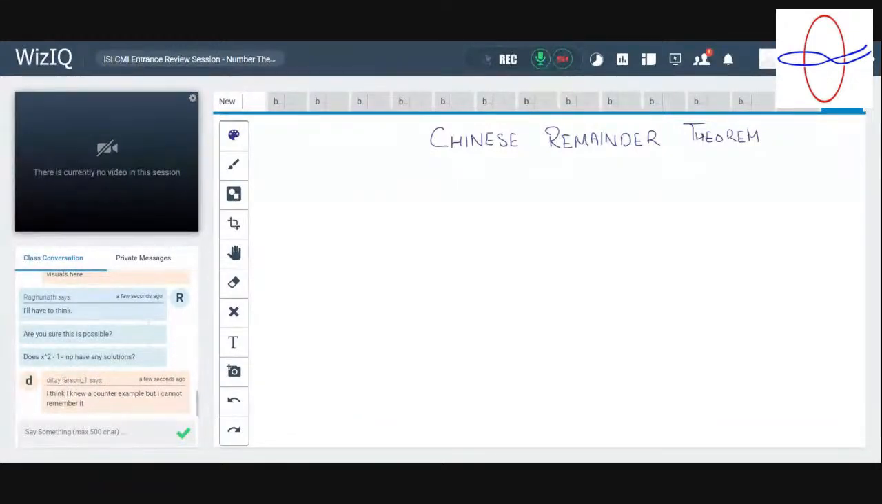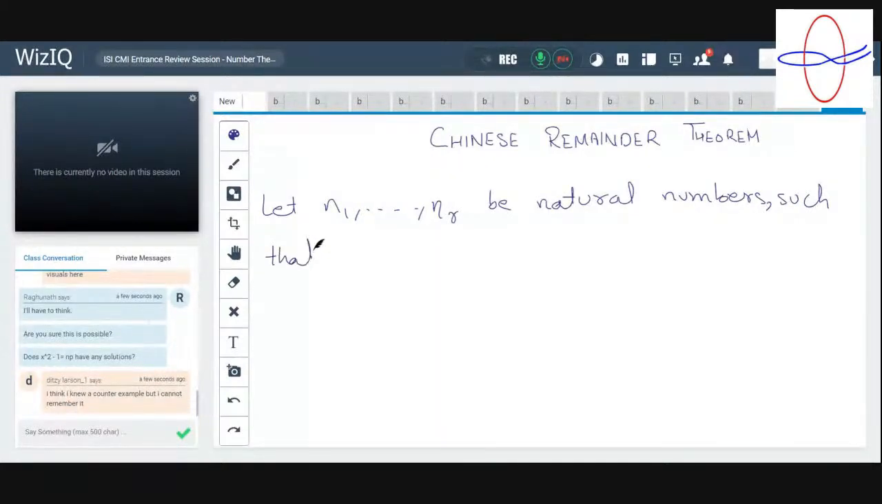Okay. So this states that let n1 to nr be natural numbers, pairwise co-prime rather, so such that their GCD is always 1, take any 2.